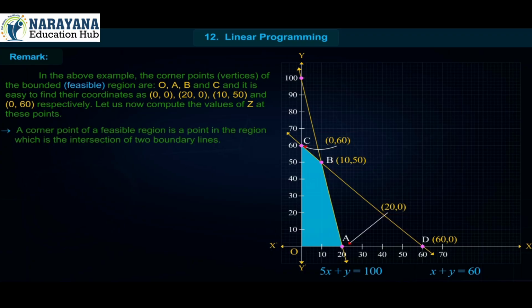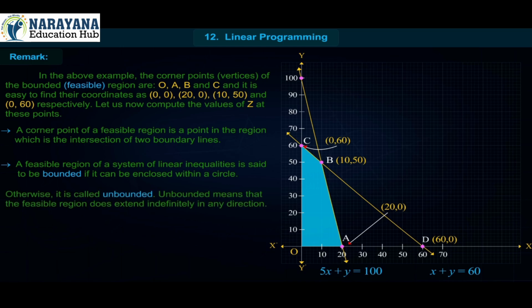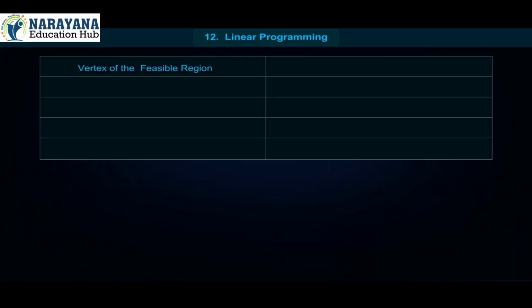A corner point of a feasible region is a point in the region which is the intersection of two boundary lines. A feasible region of a system of linear inequalities is said to be bounded if it can be enclosed within a circle. Otherwise, it is called unbounded. Unbounded means that the feasible region does extend indefinitely in any direction.